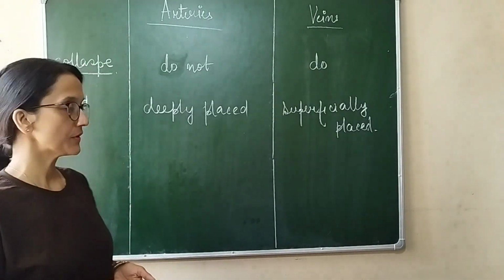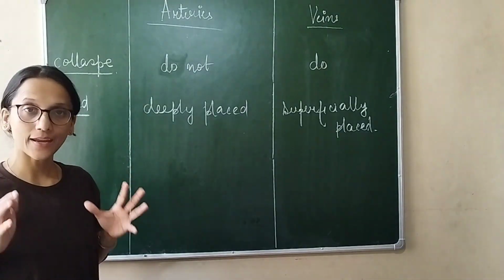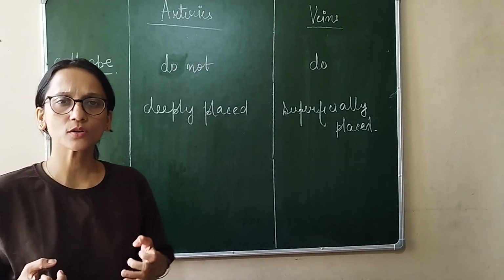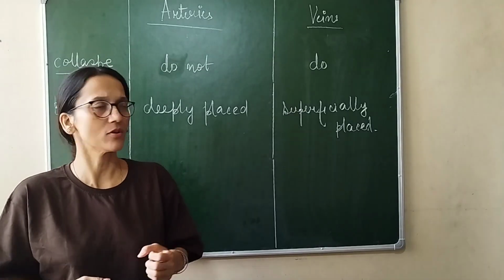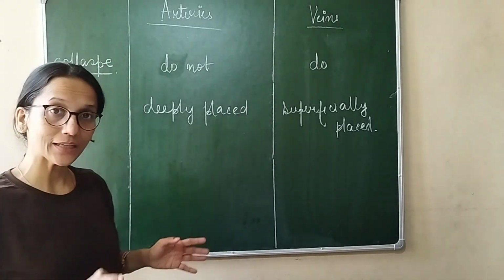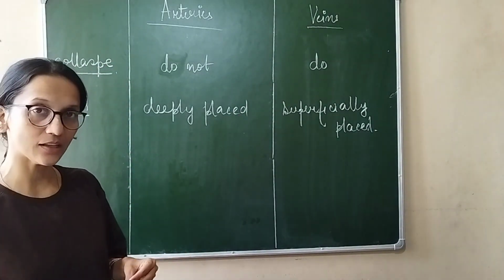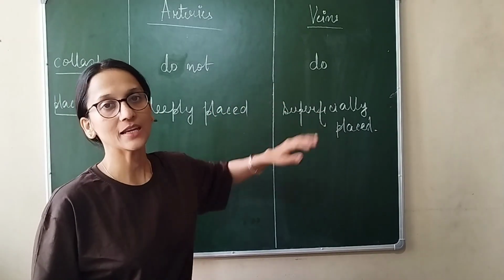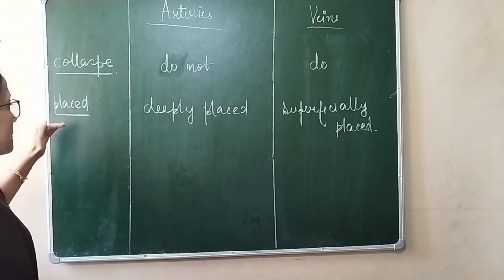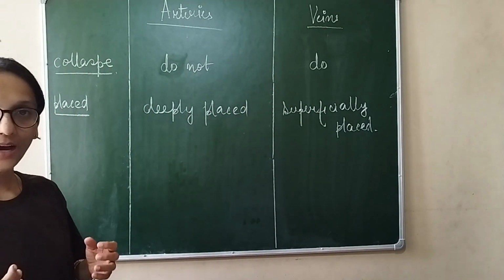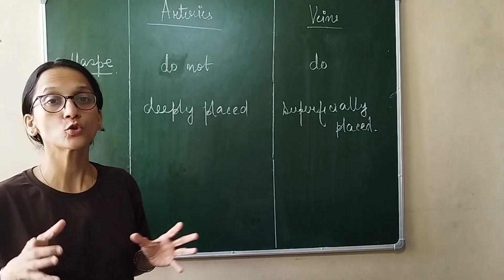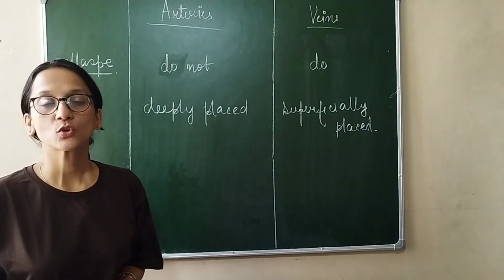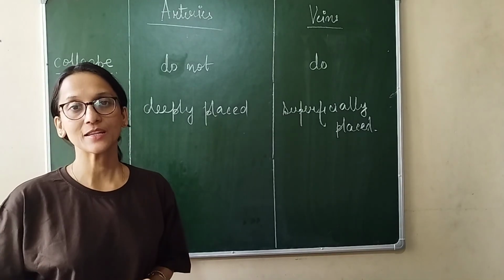And the last two differences are, arteries when they are empty, they do not collapse. Why? Because they have thick muscular wall, so their framework is a lot stronger compared to veins. On the other hand, veins, since they are thin walled, when empty, they tend to collapse. The last point of difference is the placement. Arteries are placed deeply in our body, whereas veins are superficially placed. So with this we finish arteries, veins and capillaries.